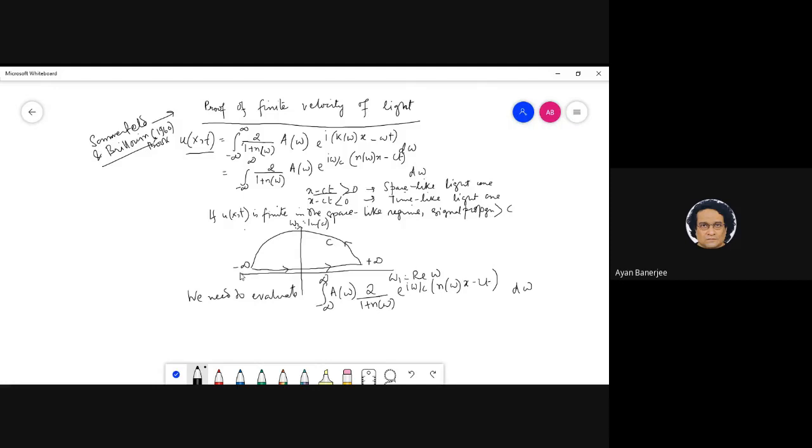Can we conclude that x minus ct is greater than zero at this plane? This is something which Greiner doesn't talk about at all. They just tacitly say that this is where we consider, and then we just go about it. But what is the thing that makes us believe that x minus ct is greater than zero in the upper half of the complex plane? That is what Rohan asked. That is pricking me a bit.